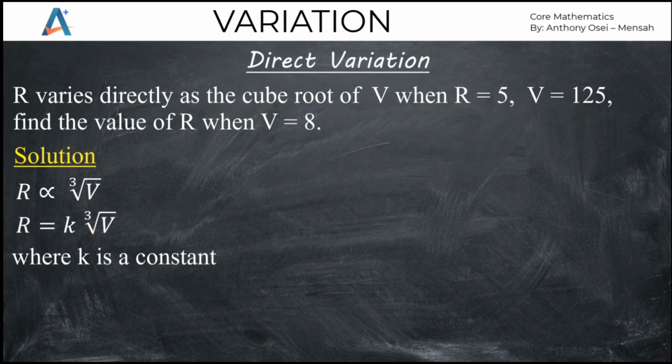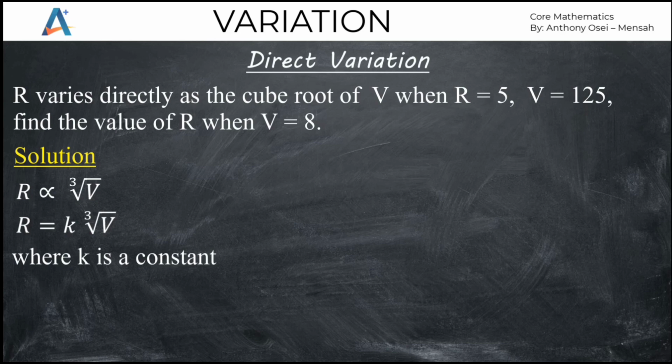In order to get the value of k, in the question you'll be given two different values for the variables r and v. So here we're given r as 5 and v as 125. Please take note that these two values, just after the variation statement, are the values that will find your constant so that we can proceed with the question. Because if you don't find the value of your constant, you can't proceed.